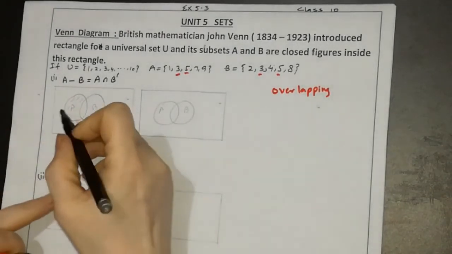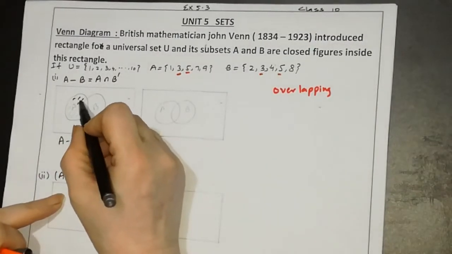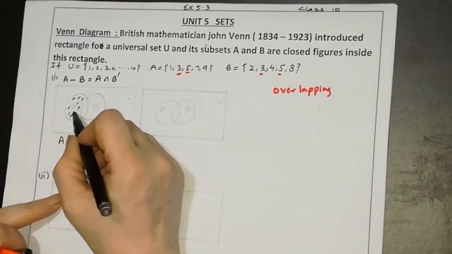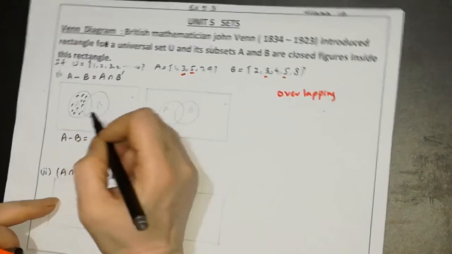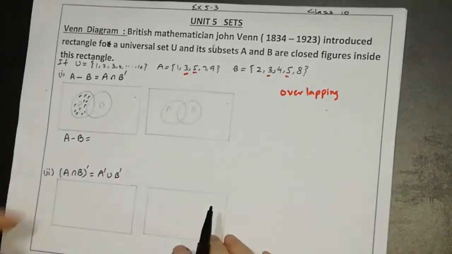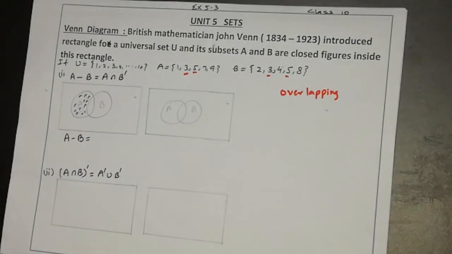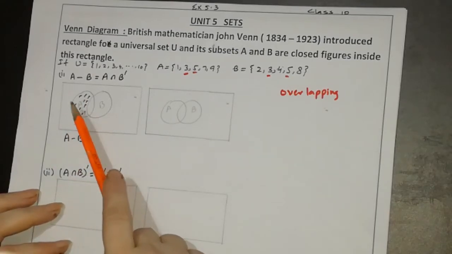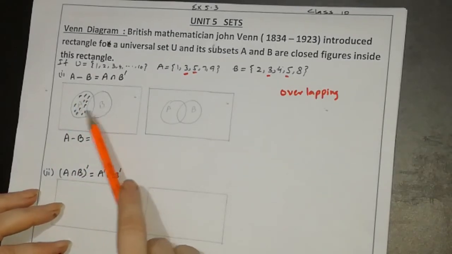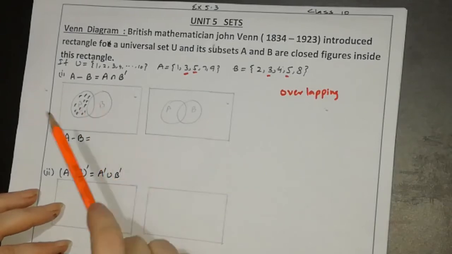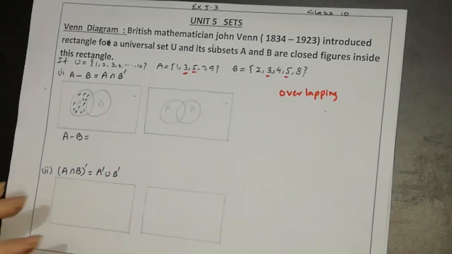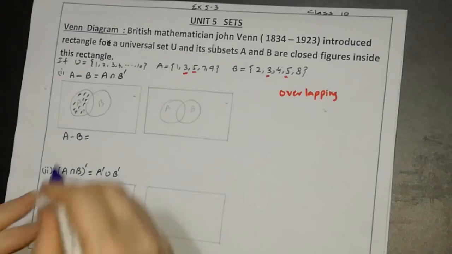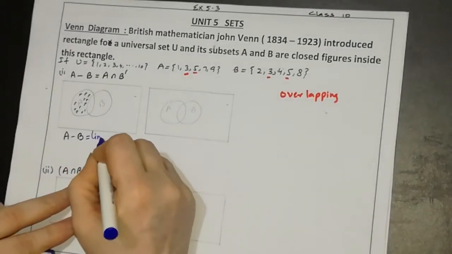For prominence, I can use black also. You can see it easily. So A minus B means that portion of A which is not present in B. Look, this part is present in B. So what is my answer? My answer is the lined region.